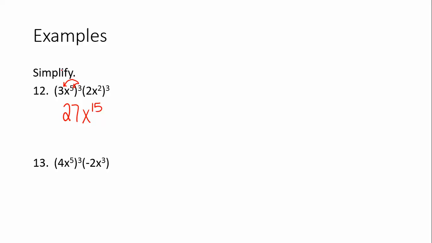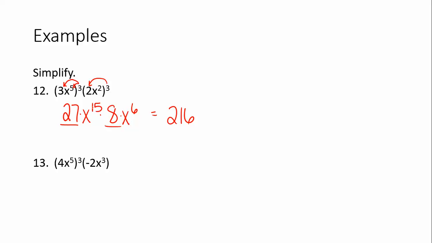Remember, a power raised to a power, we multiply. Then we have 2 that's being cubed. 2 times 2 times 2 is 8, and we have x to the 6th, multiplying the 2 and the 3. Now we need to simplify the expression. We have 27 and we have 8. 27 times 8, remember this is all multiplication, is 216.